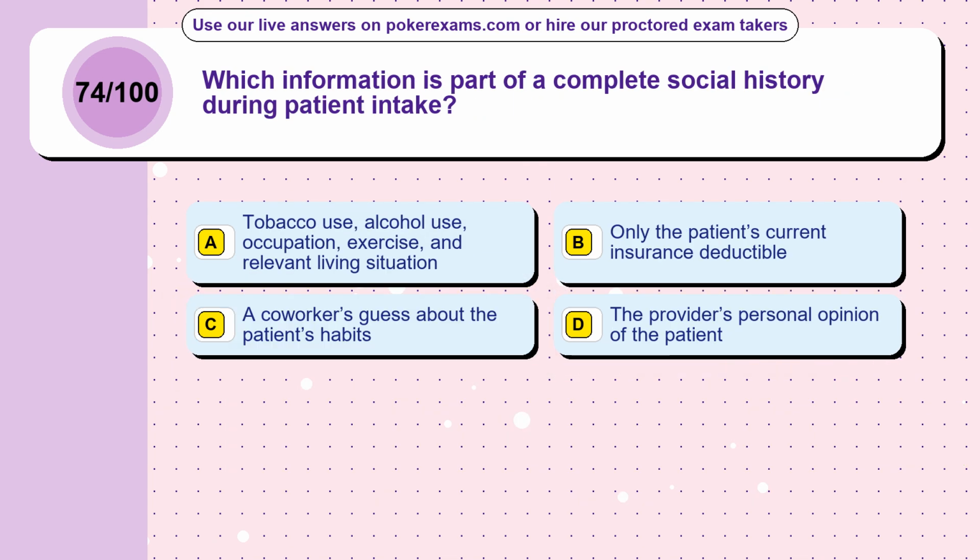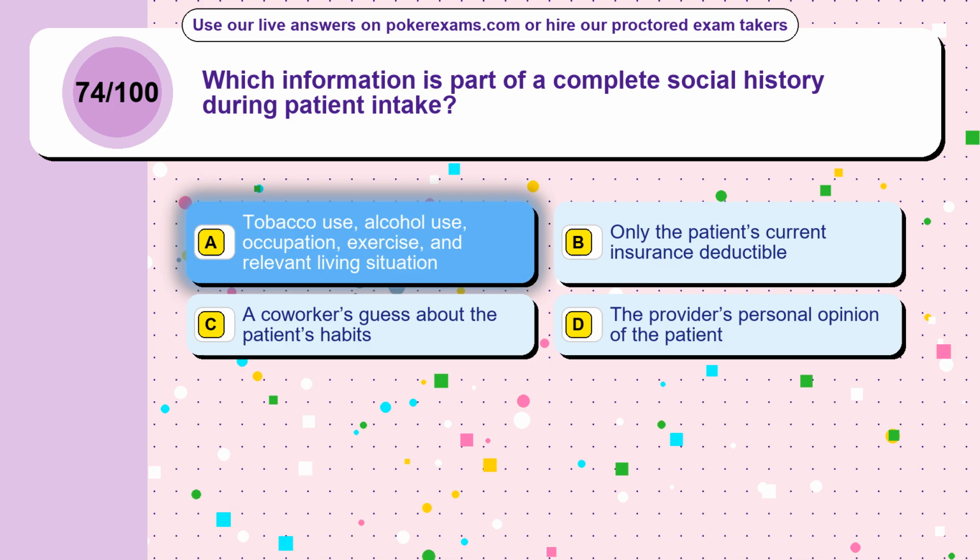Which information is part of a complete social history during patient intake? Option A. Tobacco use, alcohol use, occupation, exercise, and relevant living situation. Option B. Only the patient's current insurance deductible. Option C. A coworker's guess about the patient's habits. Option D. The provider's personal opinion of the patient.